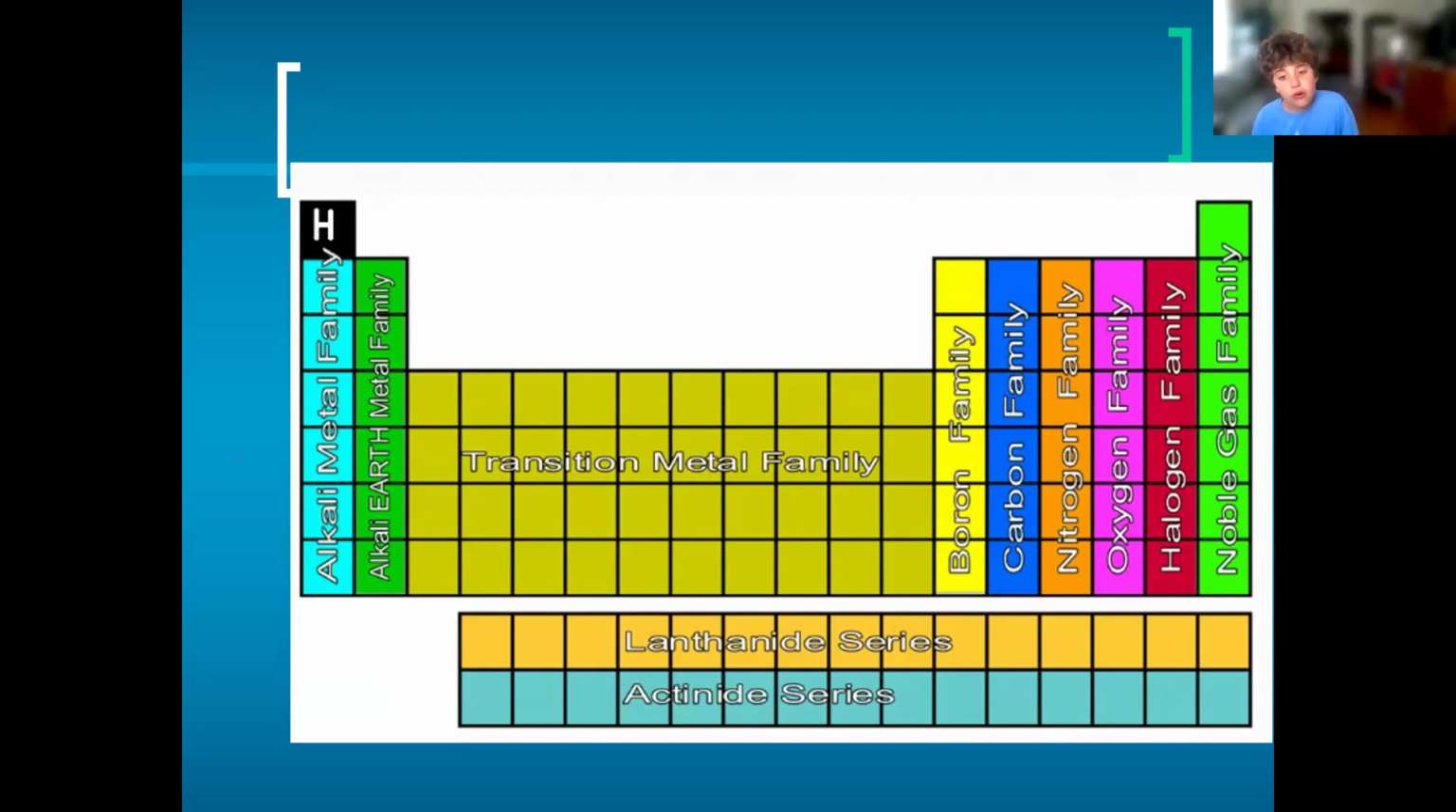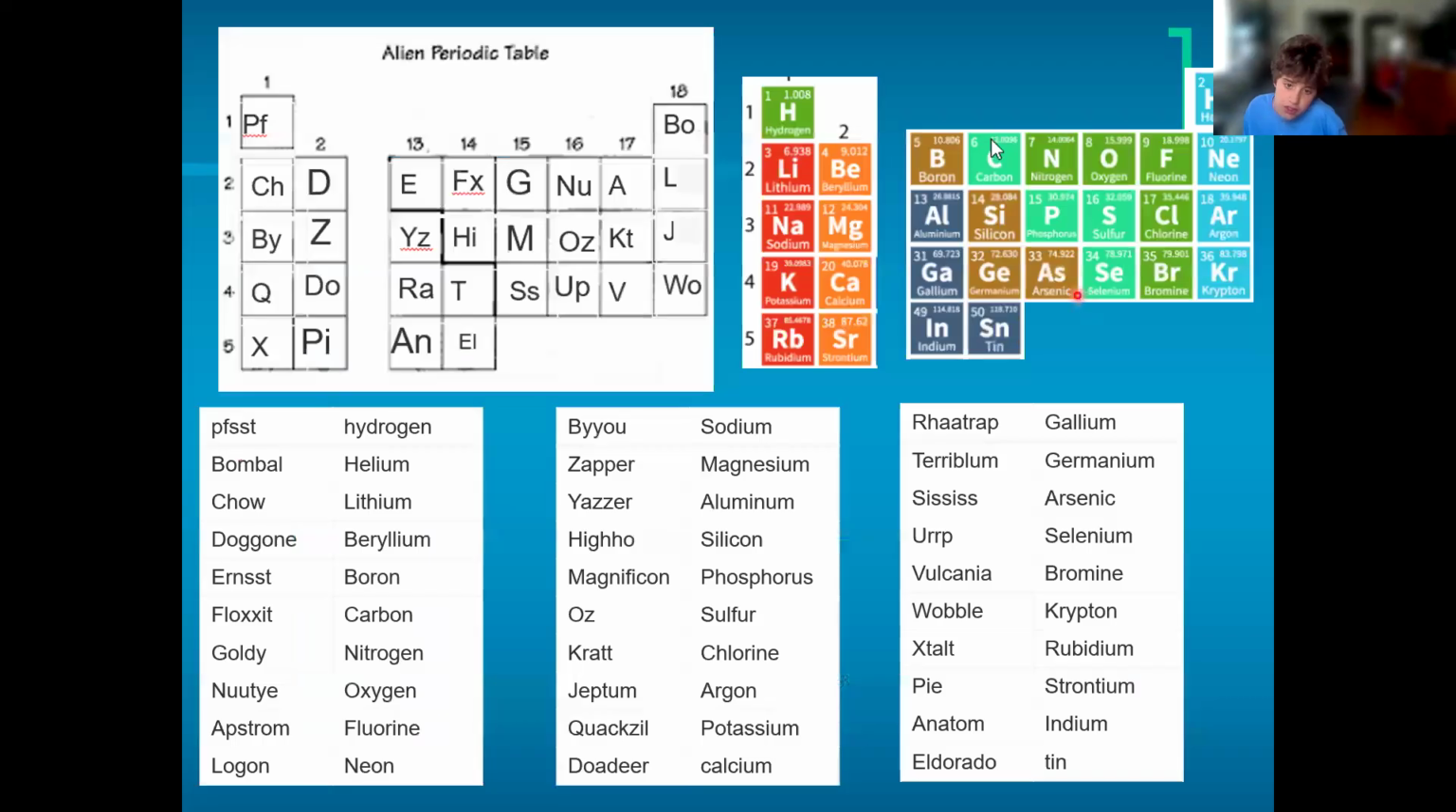And they don't have the ultra heavy families on the periodic table. If we go back here, the halogens, they didn't have anything heavier than tin. They don't have the heavy ones.